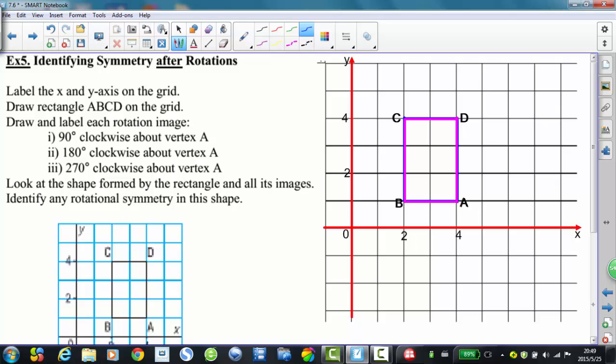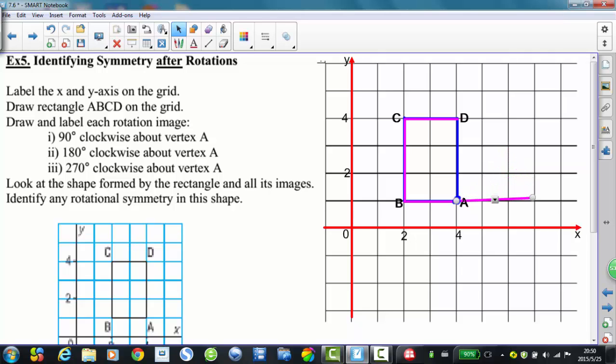Let's look at example 5. Identifying symmetry after rotations. Let's label the x and the y-axis on the new grid. Draw the rectangle ABCD with the same coordinates on the new grid. Draw and label each rotation image. So we need to rotate 90 degrees clockwise about vertex A. So vertex A is here. I want to rotate this one. So I can also split the whole shape into line segments. So for a rectangle, I will have 4 line segments. This time, I only need to rotate each line segment.